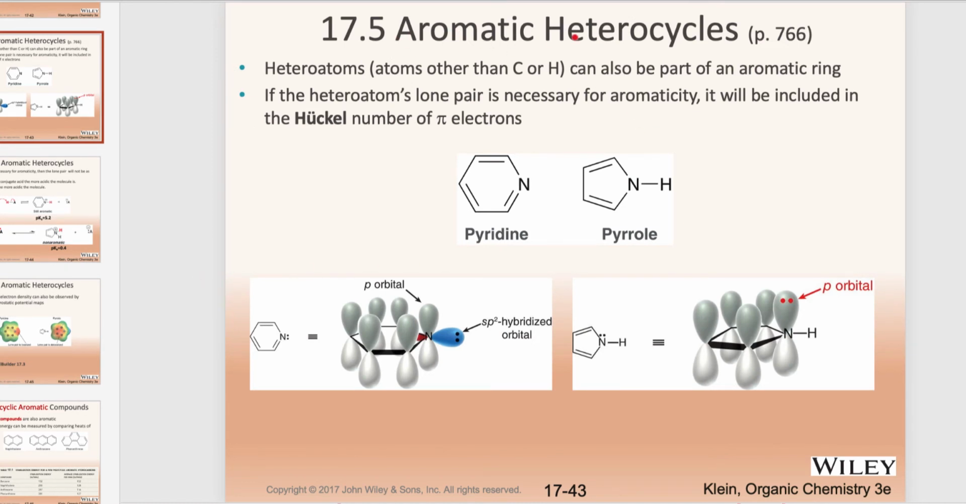Here is an emphasis on heterocyclic compounds, which means that we not only have molecules like benzene, but each carbon could be replaced with a heteroatom, an atom other than carbon. In this case, we have two nitrogen compounds. And here it says atoms other than carbon or hydrogen. If the heteroatom's lone pair is necessary for aromaticity, it will be included in the Hückel number of pi electrons. That's a very important statement. You may want to make a note of this as you are working through this chapter.